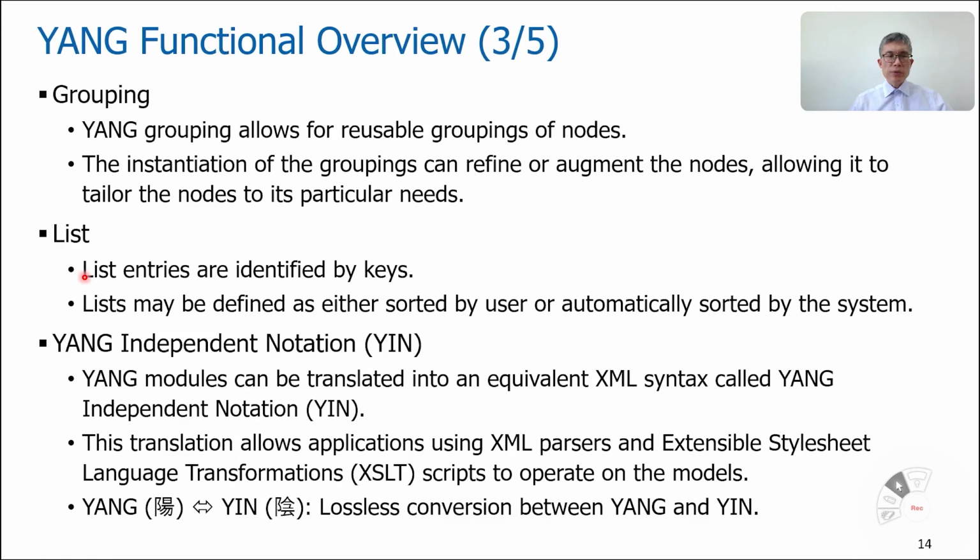A list is actually like a structure in C language. List entries are identified by keys. So we have one key, like a database key in a record. Lists may be defined as either sorted by the user or automatically sorted by the system.